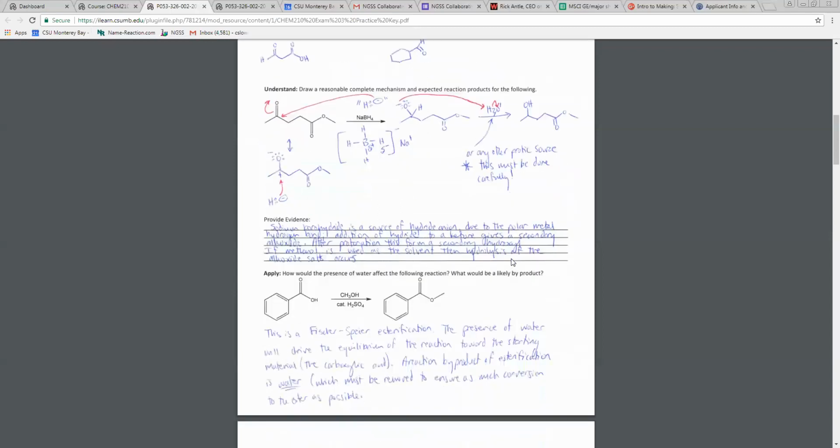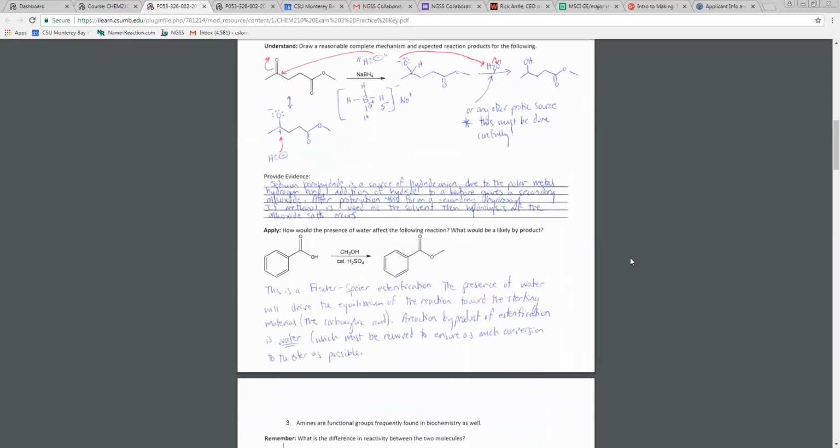So how does the presence of water affect the following reaction? Well, in this case, water is going to be one of the intermediates. So this is a Fischer esterification. The presence of water will drive the equilibrium of the reaction back towards the starting material. So if I think about it, if I wanted to take an ester and convert it to a carboxylic acid, all I would need is water and an acidic source. So it's going to be very difficult for me to actually end up with very much of this product.